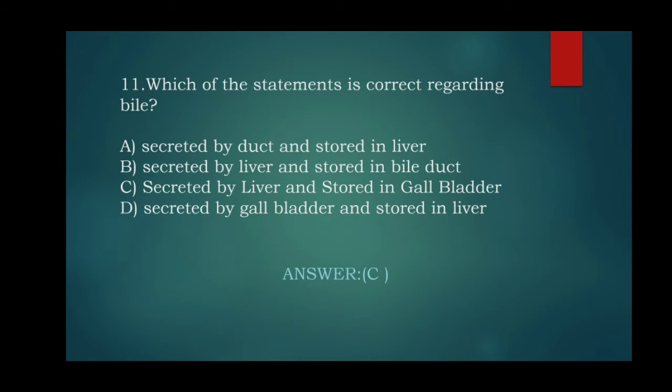Question number 11. Which of the statements is correct regarding bile? Options: secreted by duct and stored in liver, secreted by liver and stored in bile duct, secreted by liver and stored in gallbladder, secreted by gallbladder and stored in liver. So we know that bile is secreted by the liver and it will be stored in a sac-like structure called the gallbladder. So the correct option is option C.